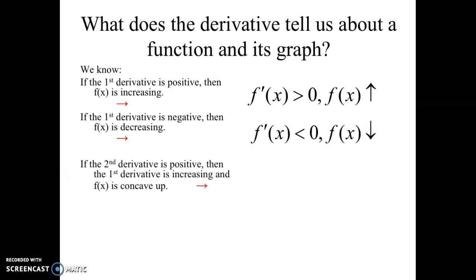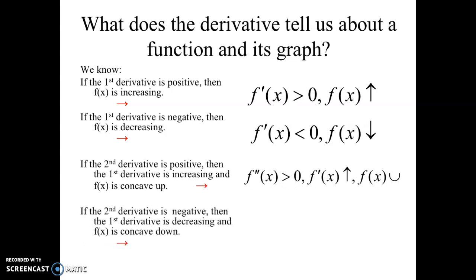If the second derivative is positive, then the first derivative is increasing and the original curve will be concave up. And if the second derivative is negative, then that tells us that the first derivative is decreasing and the original curve is concave down. This is stuff that we looked at in Unit 2, and then we looked a little bit more about it in Unit 3.